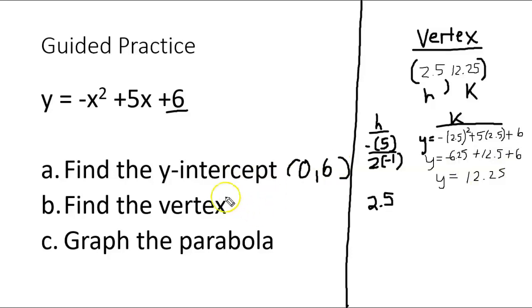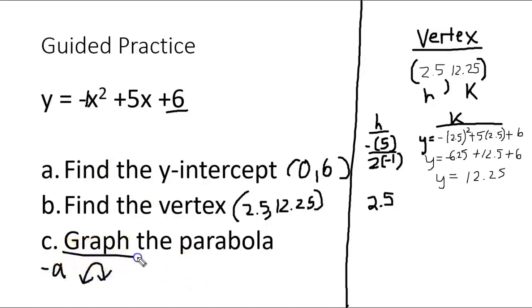Write that down. Now the next thing I'd like you to do is decide, is this a happy face parabola or a sad face parabola? The way that you can tell is by looking at the number in the front. Since my a value is negative, it's going to be a sad face parabola. So keep that in mind when you graph it, which is step C.